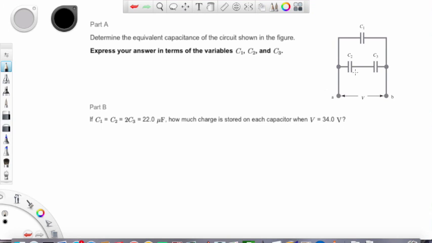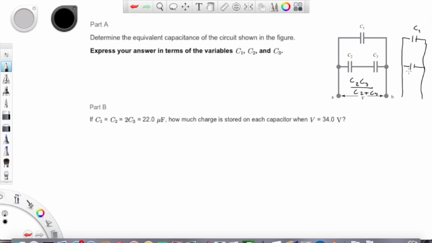First of all, we want to reduce these two into one single one. So the simple trick for finding the C equivalent of these two, because they're in series, is their product divided by their sum.